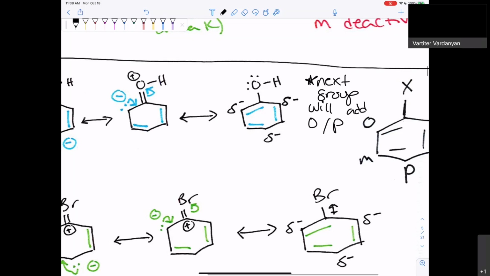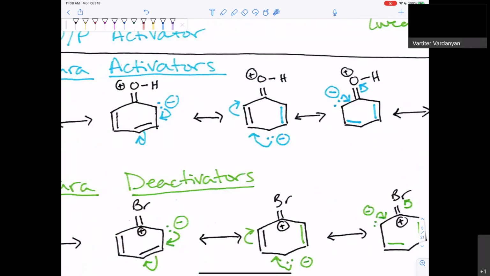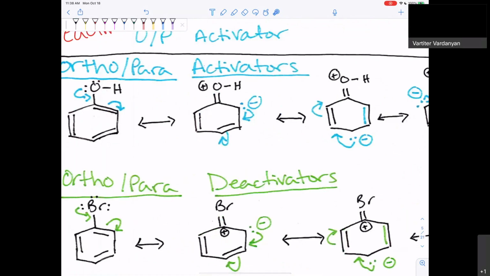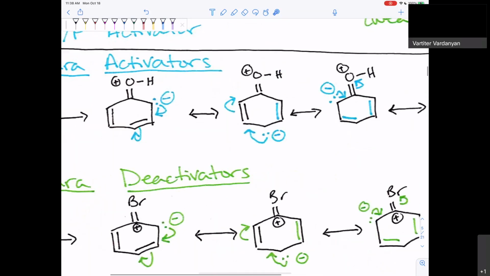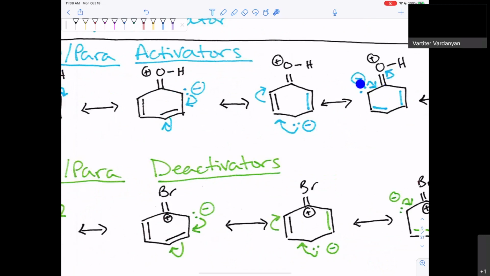Yes, so when we do resonance around the ring, we essentially end up taking this double bond, donates ortho. We do resonance again, we get a negative charge on the para position. Then again, this forms a double bond, this double bond knocks up here. We end up with a negative charge on the other ortho position.